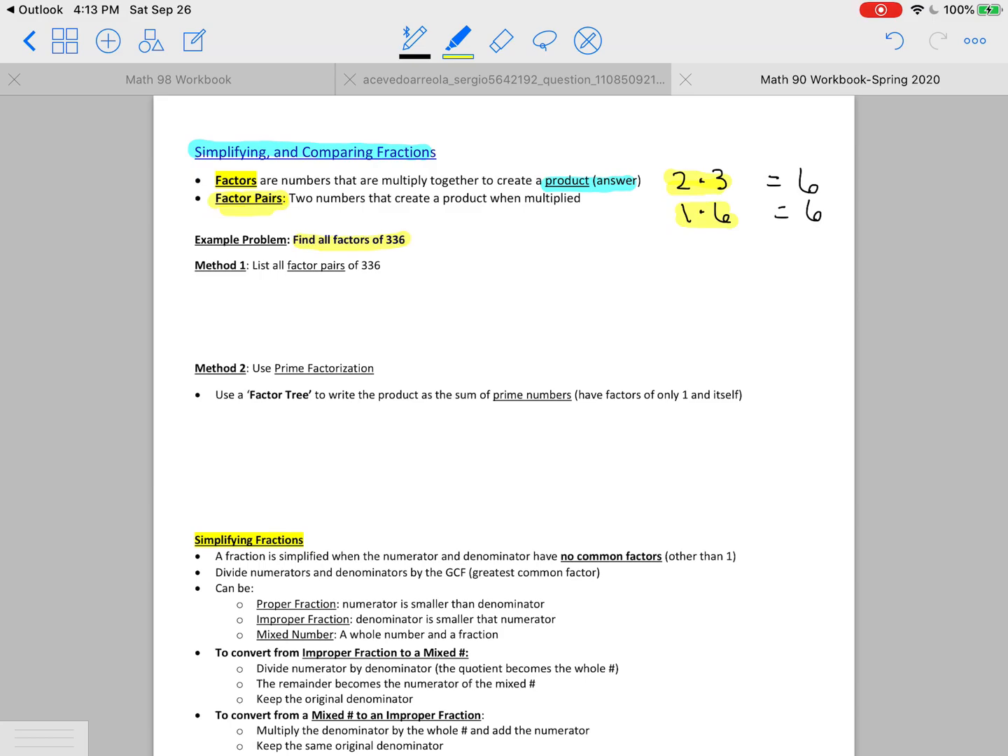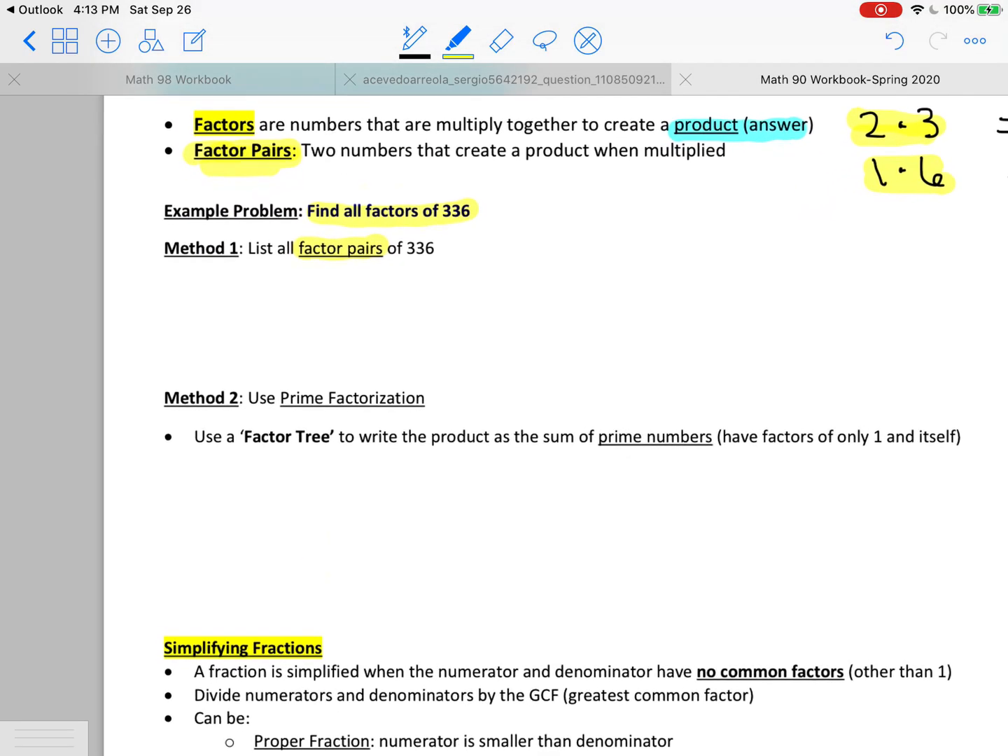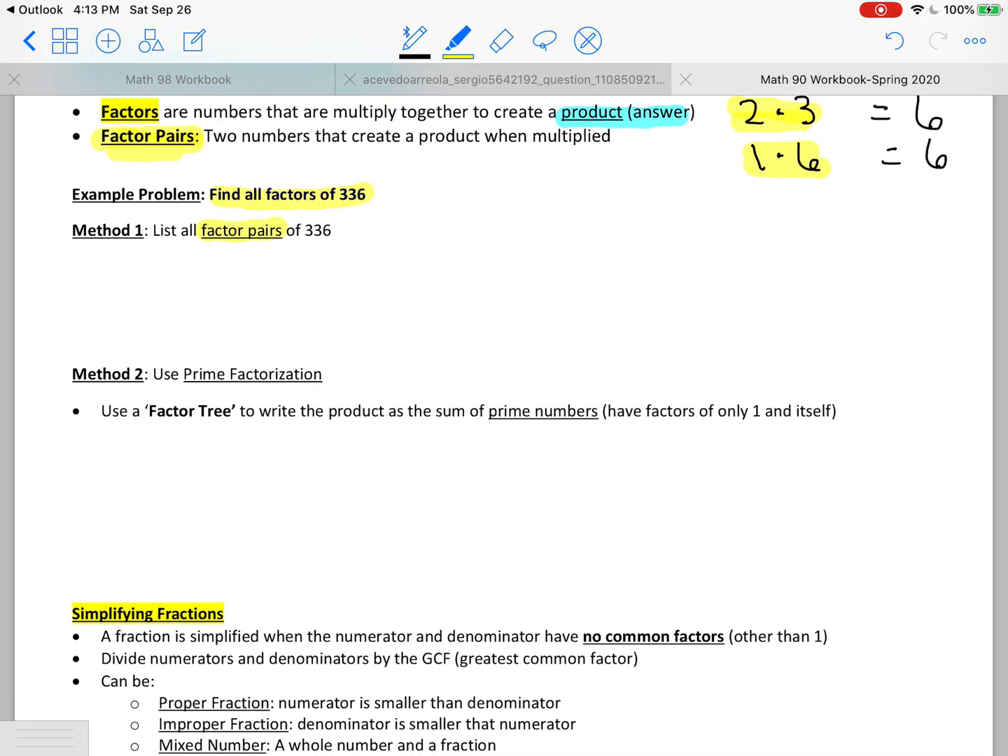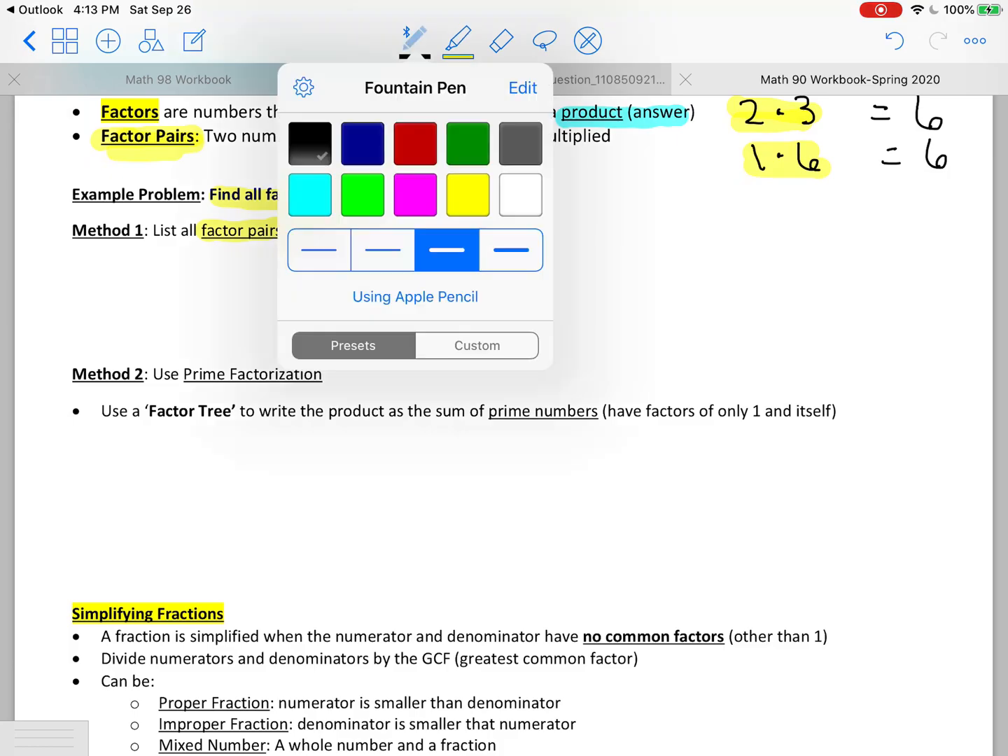All right, so let's look at some examples of the type of problems that you will be asked to do. For example, you might be asked to find all the factors of a number. In this case, I just happened to pick 336. Well, we have a couple of different methods that we can use. One of the methods is simply listing the factor pairs, and we actually have a couple of ways that we can do that.